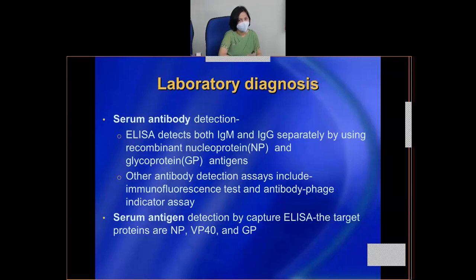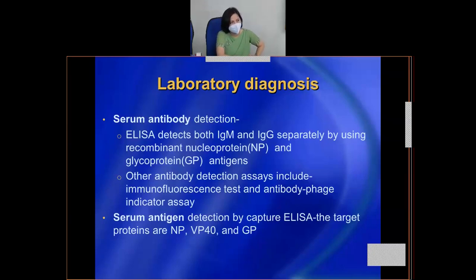Lab diagnosis for Ebola or many other viral hemorrhagic fevers: the mainstay of diagnosis is serology. What I mean by serology is that you detect the presence of antibodies. So you can use ELISA for detecting either IgM or IgG. If you cannot use ELISA, you can use an immunofluorescence test or antibody indicator assay. So remember ELISA, a serological test where you can detect the presence of either IgM or IgG or both.